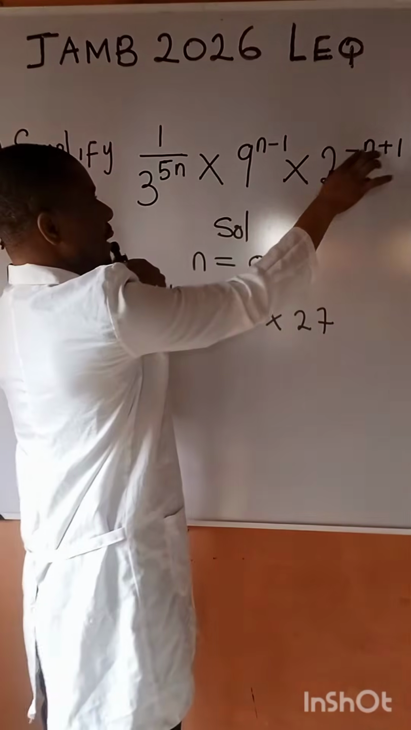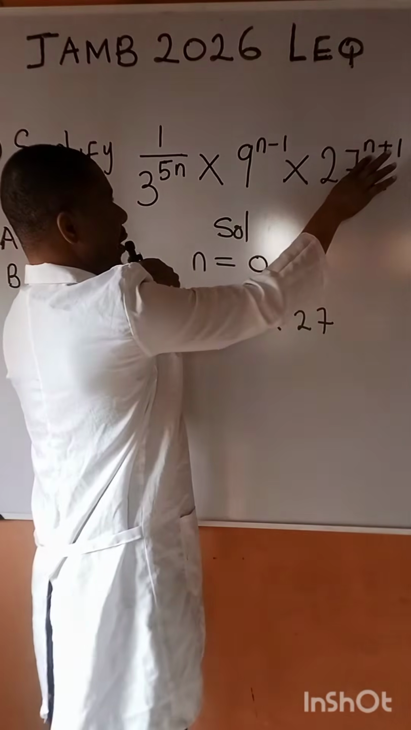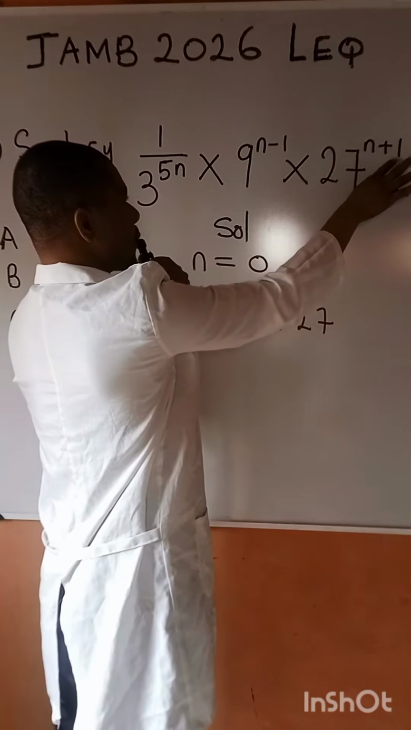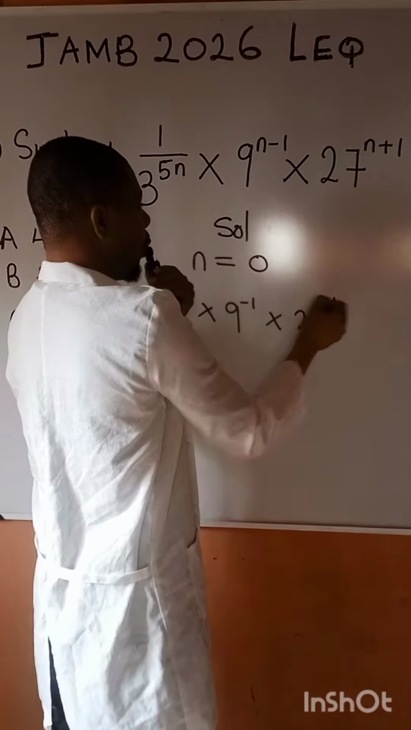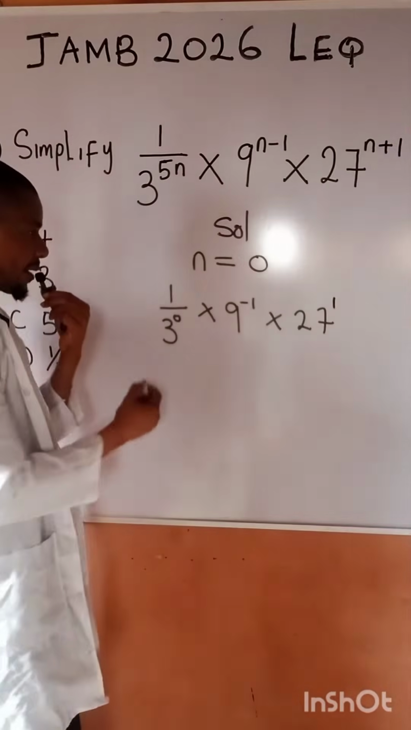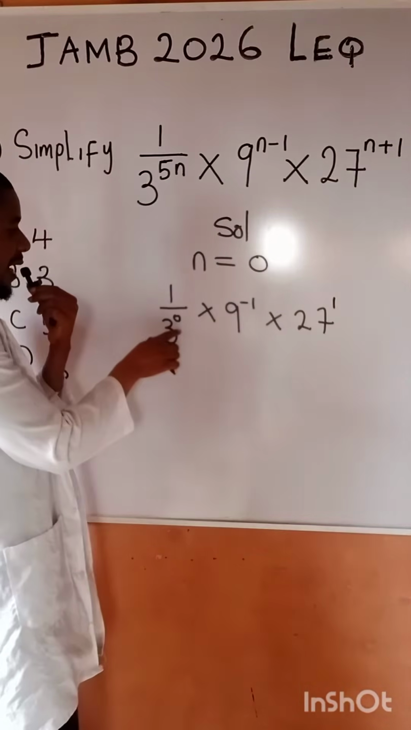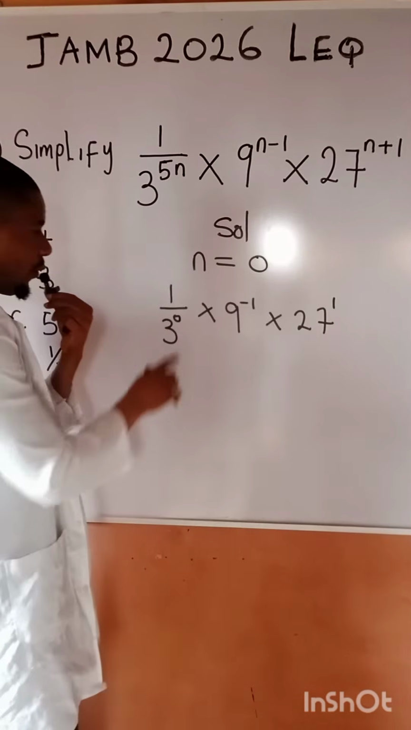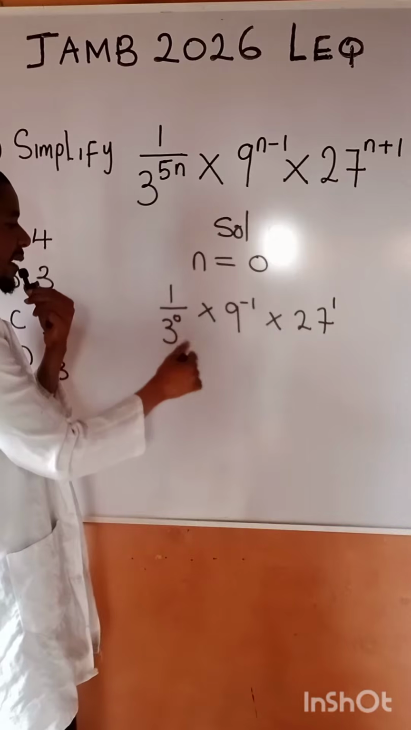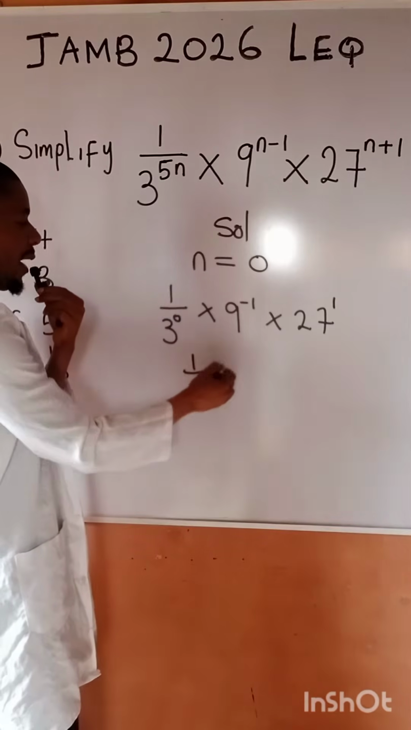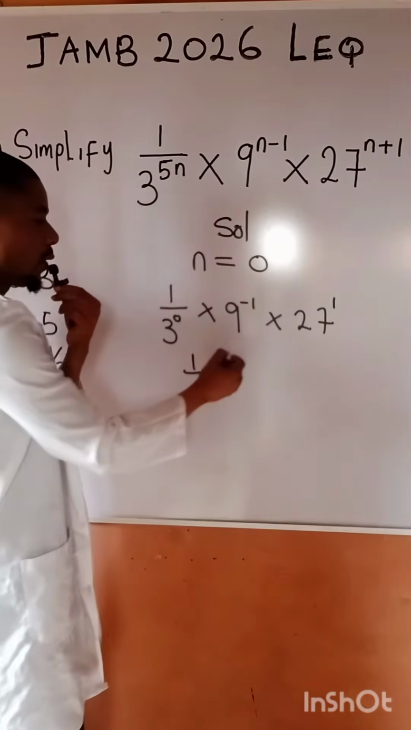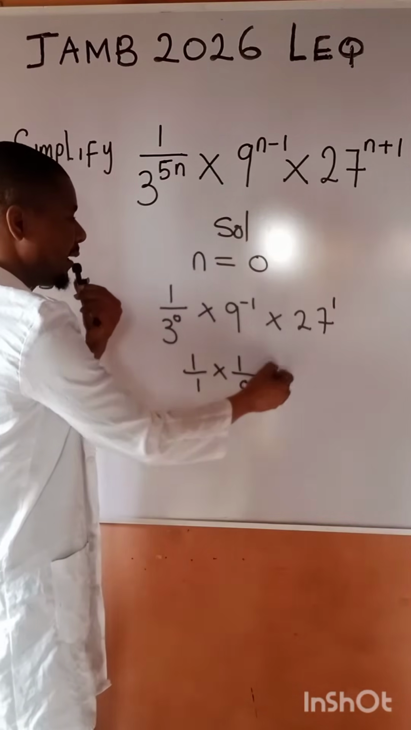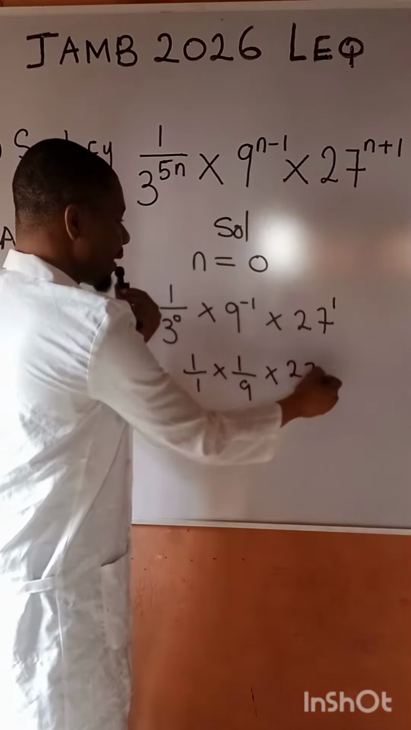27, remember that n is 0. So if I substitute 0 here, I'll have 0 plus 1, which is equal to 1. So in this case, you will see that any number raised to the power of 0 is equal to 1. So this is going to give me 1 divided by 1 multiplied by 1 all over 9 times 27.